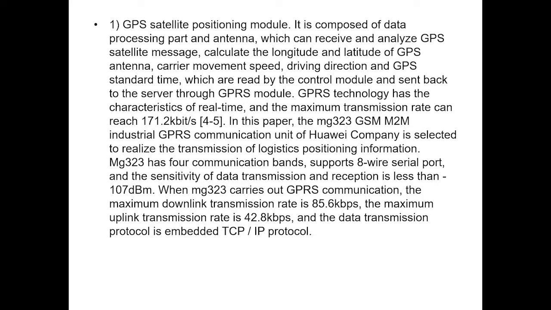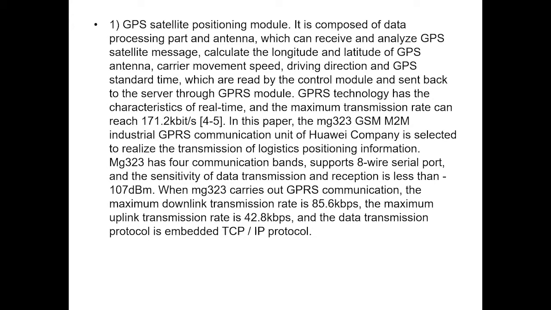GPS satellite positioning module. It is composed of data processing part and antenna, which can receive and analyze GPS satellite message, calculate the longitude and latitude of GPS antenna, carrier movement speed, driving direction, and GPS standard time, which are read by the control module and sent back to the server through GPRS module.